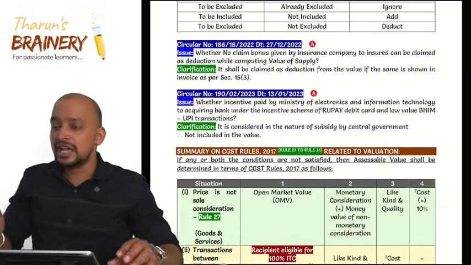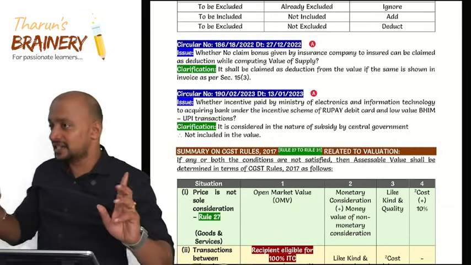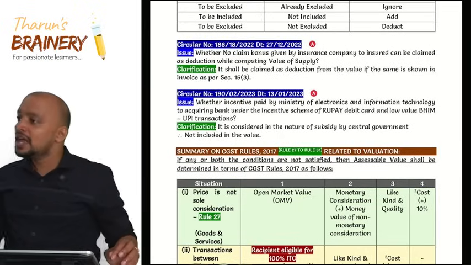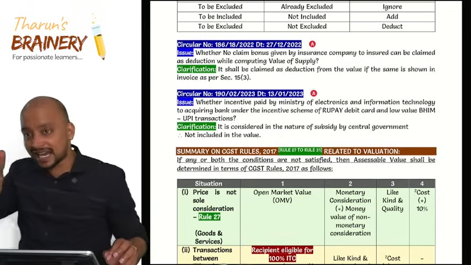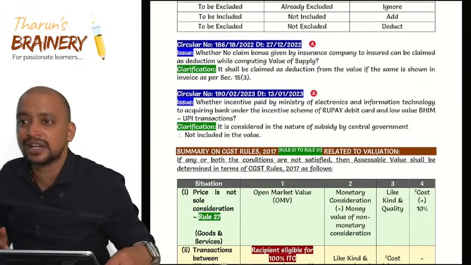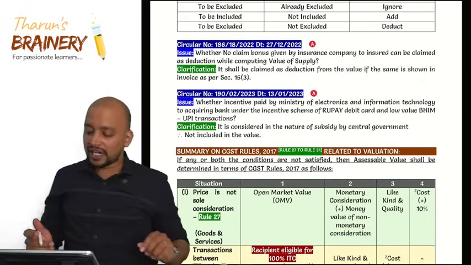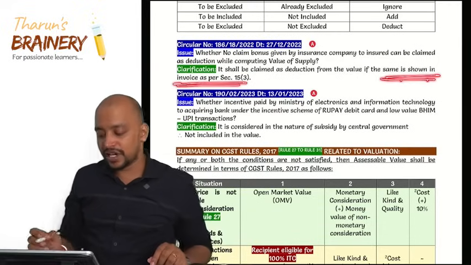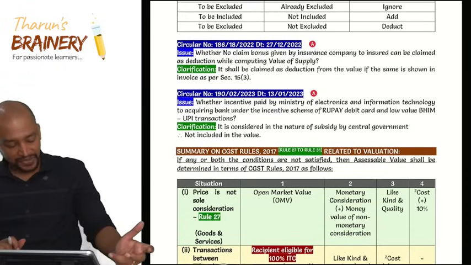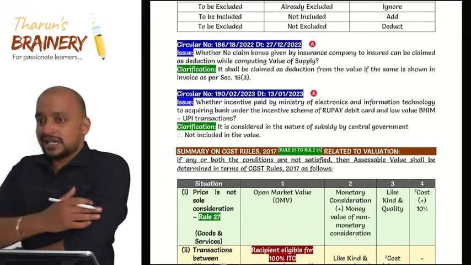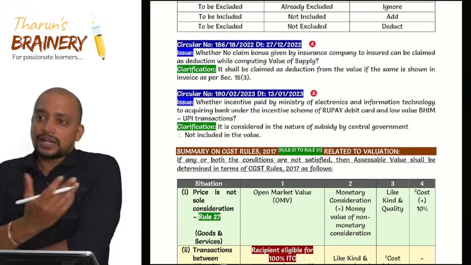Is this no claim bonus allowed as a deduction while computing the GST payable on the insurance premium? Yes. No claim bonus is like a discount. Is it before or at the time of supply or after supply? Before or at the time of supply. For the second year premium, at the time of collecting premium itself they will give this no claim bonus. So therefore no claim bonus is allowed as a deduction if the same is shown in invoice as per 15(3).